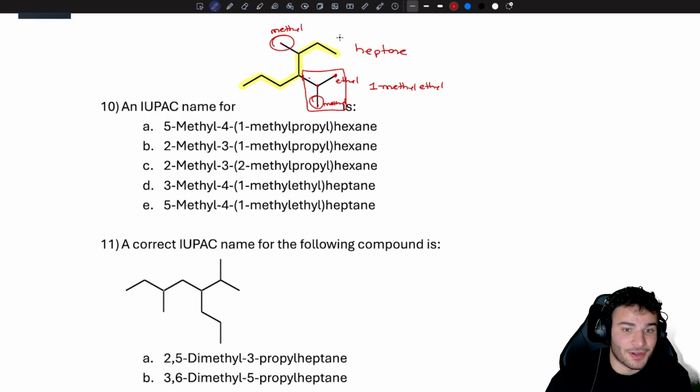And so let's find the numbering of our whole parent chain. If we number from right to left, we'll end up with 1, 2, 3, 4, 5, 6, 7, meaning that our substituents would get 3 and 4. And if we were to number from left to right, we would go 1, 2, 3, 4, 5, 6, and 7, meaning that our substituents would be 4 and 5. And so the first way was actually correct.